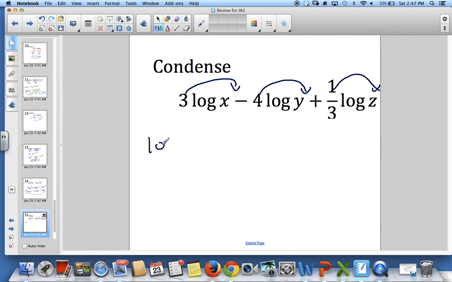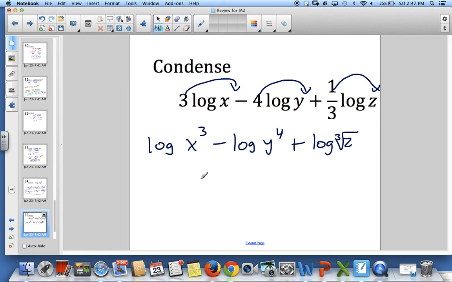So I have log of x to the 3rd. Now there's no base, so I don't want to add a base. So that's it. The base is 10. That's understood. Minus log of y to the 4th plus log of z to the 1/3, which is the cube root of z. That's the way we want to write it.